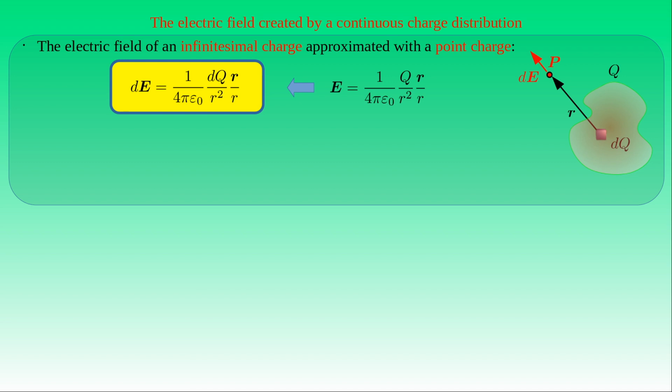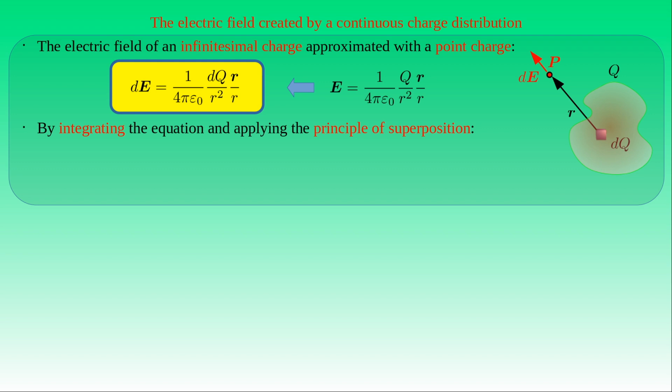Here the vector r points from the charge element to the point P. In order to determine the electric field E in the point P created by the total amount of the charge Q, we integrate this expression with the infinitesimal charge dq over the whole charge Q. This process can be interpreted as the continuous version of the principle of superposition for electric fields.